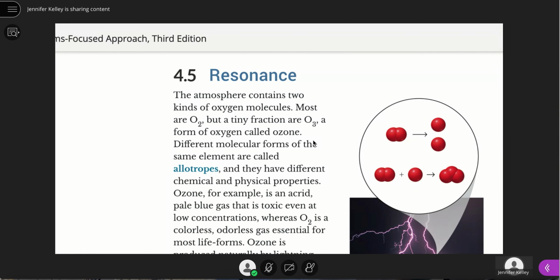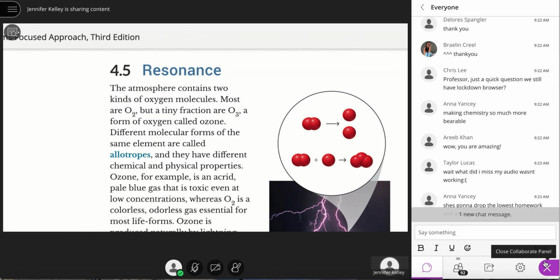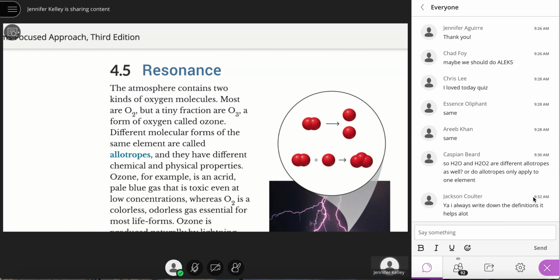Whether or not they have to be only one element, I don't believe they have to be just one element, but let me check on that to make sure. It's been a while, so I'd like to say I remember right now, but I would be making something up, so I don't want to do that. Okay, yeah, the definitions are definitely something that I go through.